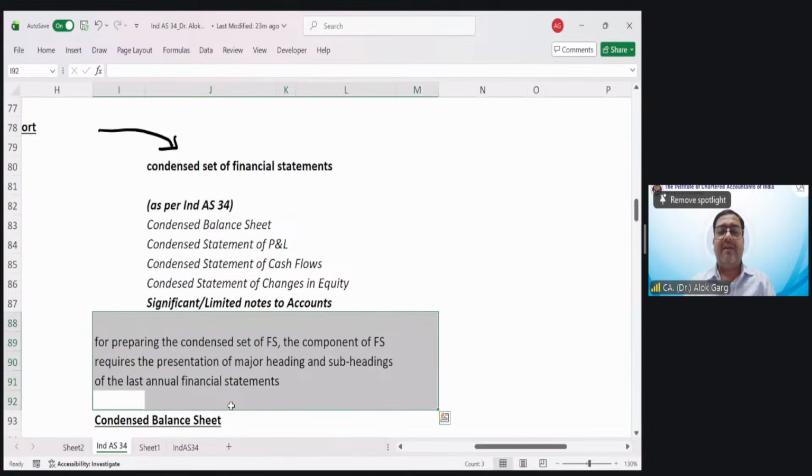For preparing the condensed set of financial statement, the component of financial statement requires the presentation of major headings and subheadings of the last annual financial statement. Sir, in disclosures, why opening balances were not written as audited and current balances as unaudited?